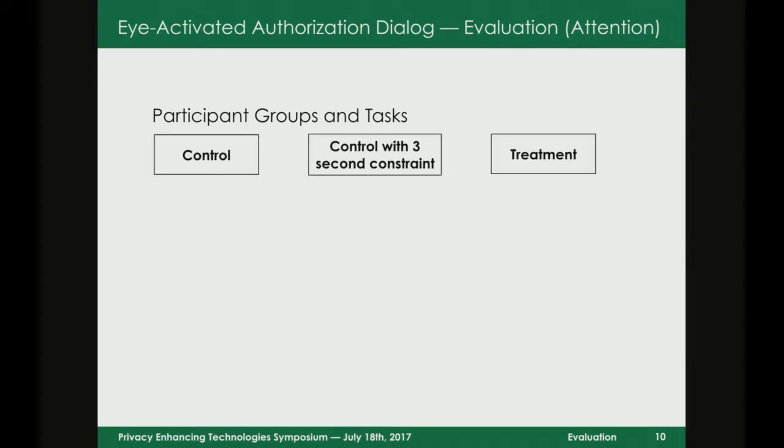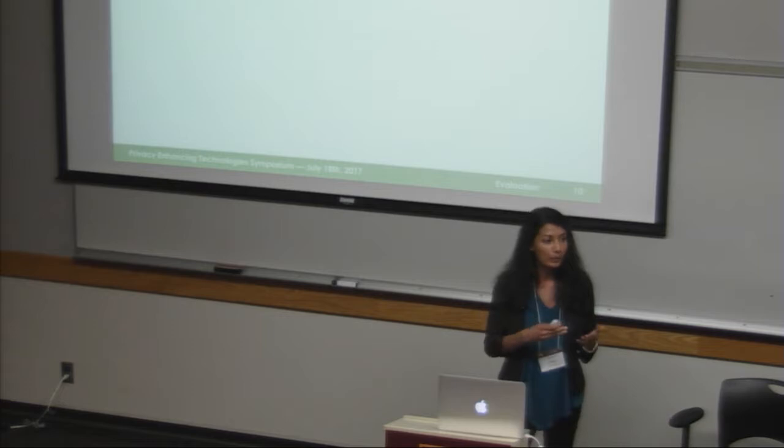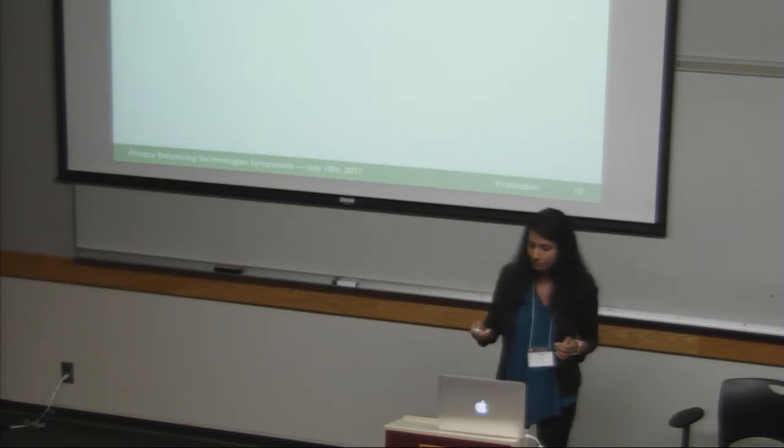So the first experiment was a between subjects experiment that we used to measure the effectiveness of our approach towards attention. So we had three groups. The control group participants was shown the default authorization dialog. Then we had a set of participants who were shown a default authorization dialog with a time constraint of 3 seconds, to see if making the user spend more time is equally effective as making the user look at the permissions in order to activate the buttons.